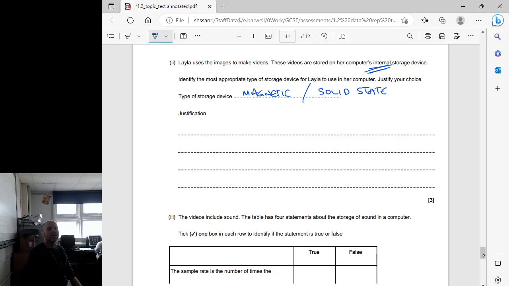Right, so if you're going to put magnetic, I'll split this in 2. The magnetic is to do with cost per megabyte. It's cheap. Cheap per gig, and we usually say gigabyte. Cheap per gigabyte. Fast enough. But the most important thing about magnetic is durable. So it's long lasting.